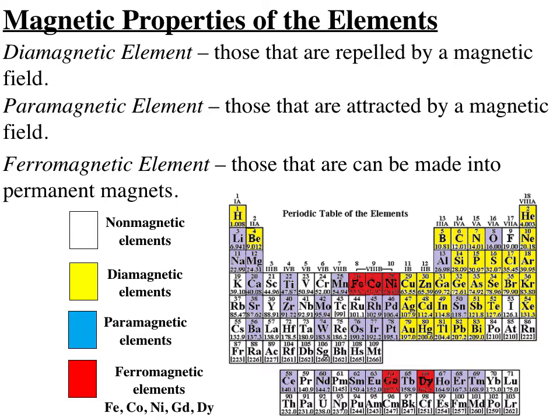And if it's a red element, and you see there's a handful of the red elements, they can be made into permanent magnets. Now, I don't expect you to memorize this table and regurgitate for me which element is permanently magnetic and which isn't. But what we are going to do is delve into reasons behind why particular elements are diamagnetic and other elements are paramagnetic or ferromagnetic.